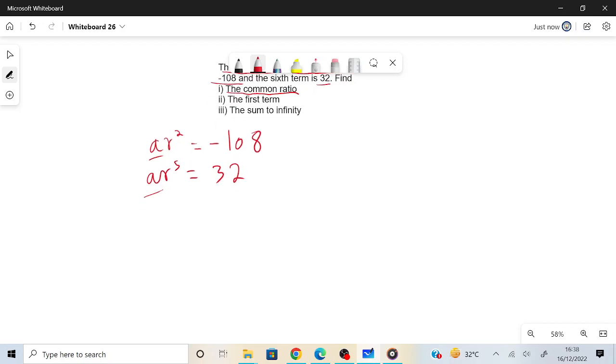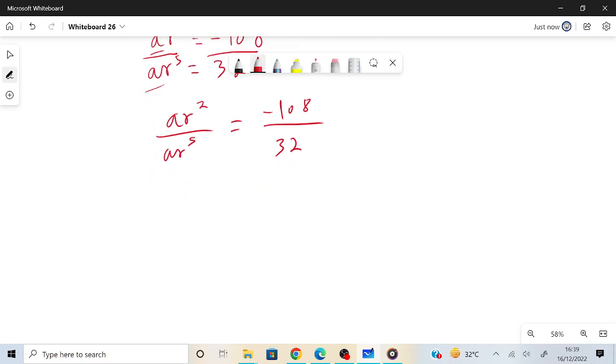So another quicker way of doing this is to simply divide ar squared by ar to the power of 5, and divide minus 108 by 32. So create another equation like this: ar squared over ar to the power of 5 equals minus 108 all over 32. The essence of doing this is to cancel out the a, because a and a will cancel out. r squared divided by r to the power of 5 would give you r to the power of minus 3 using your law of indices.